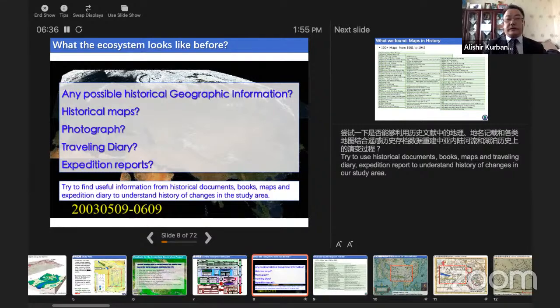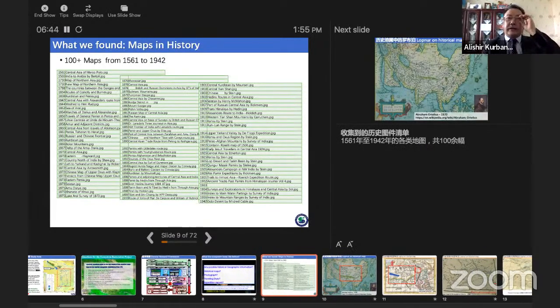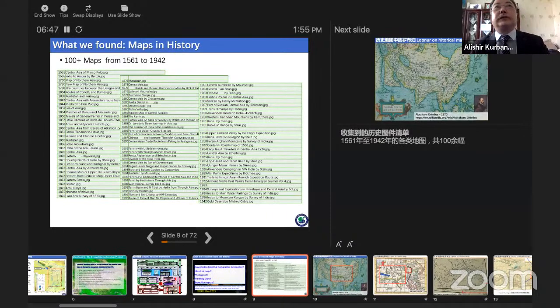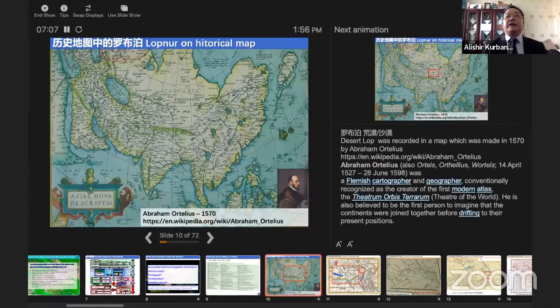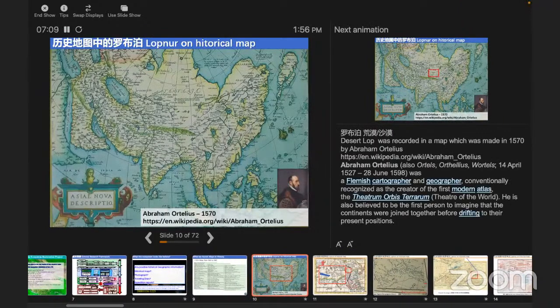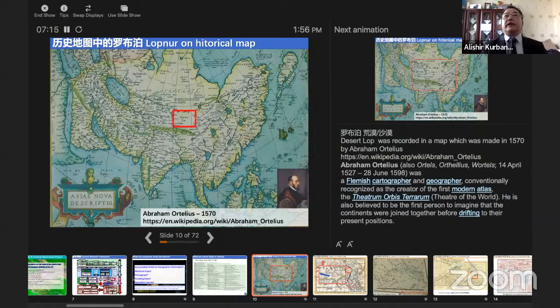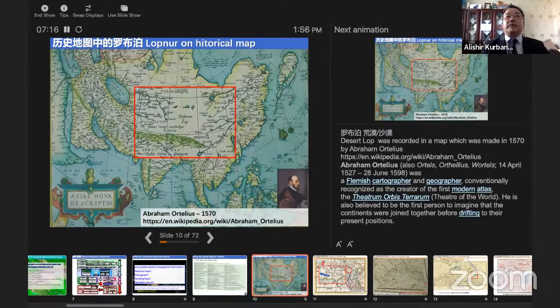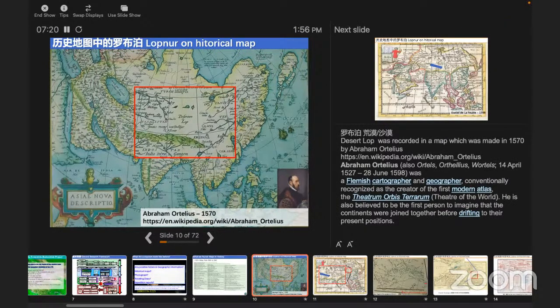And then we found more than 100 maps, which were made by European cartographers in the past. Some of them are based on field work of traveling. Some of them are perhaps from some other sources, like a businessman or along the Silk Road, perhaps. And then we found some of them on the website. Okay, then we looked in more detail at the information in these maps.